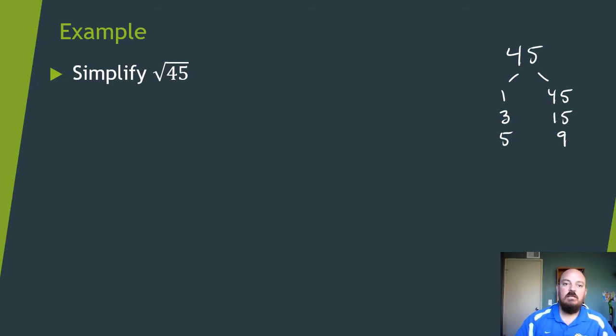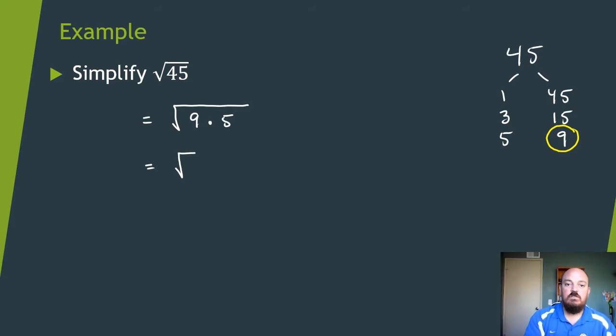Now what I'm looking for this time, I'm looking for a number on that list that's a perfect square. And the one I see is the 9. 9 is a perfect square. So what I'm going to do is this. I'm going to take that square root of 45, and I'm going to say, well, 45 is 9 times 5. And remember, I chose that because the 9 is the perfect square. Now what you can do is you can actually just separate those two numbers. They're both still square roots. So this is the square root of 9 times the square root of 5.